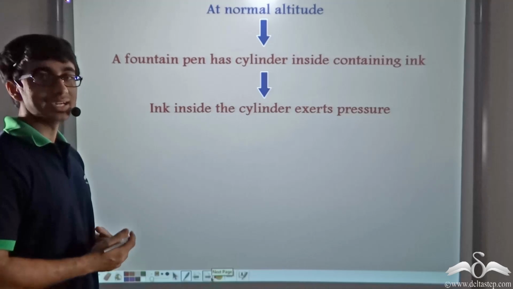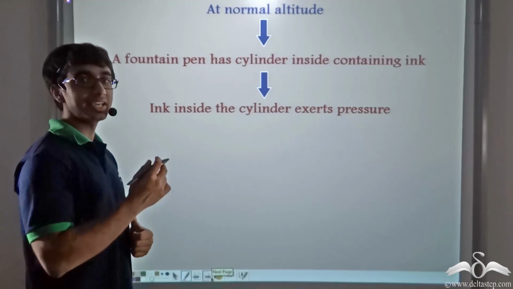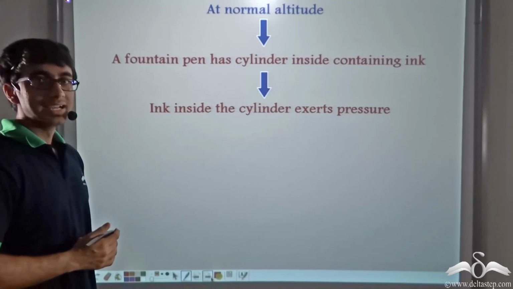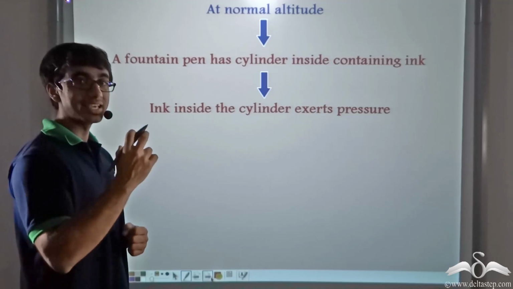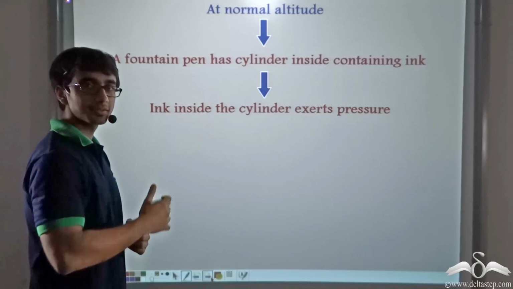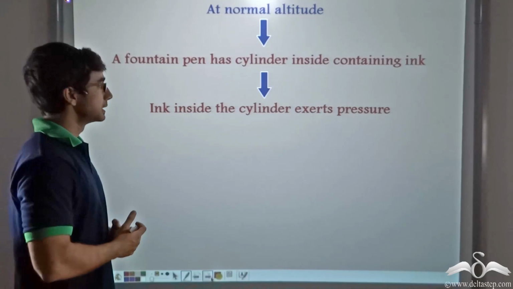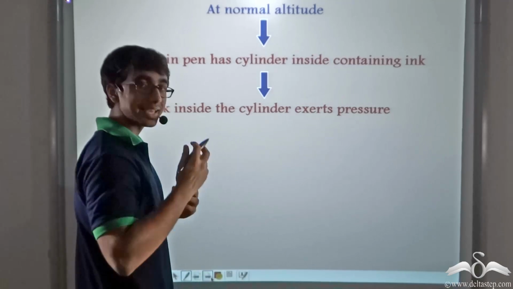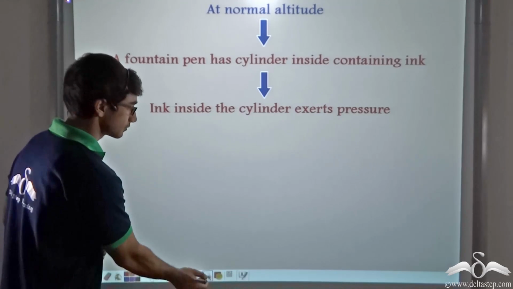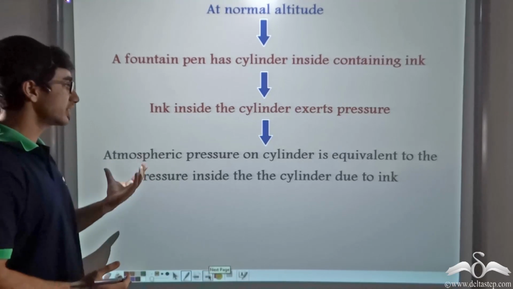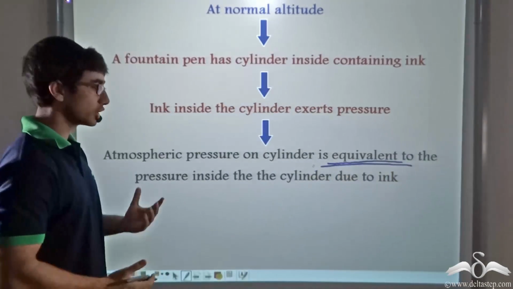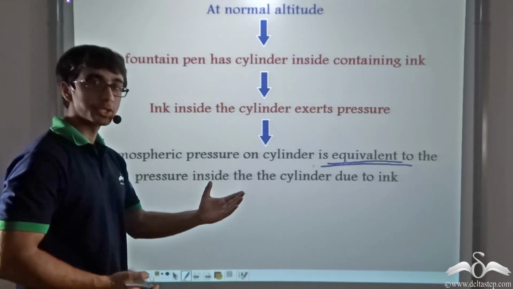So now with the help of this, let us try to explain what was happening in the case of the ink pen or the fountain pen. Now at normal altitude, if you consider the pen, it has a cylinder inside it which contains ink. So at normal altitude, this fountain pen will not leak. Why? Because the ink inside the cylinder is exerting a pressure on the inner walls of the cylinder, but the ink is not coming out of the cylinder. Why? Because there is an atmospheric pressure on the cylinder which is equivalent. The atmospheric pressure is equal to the pressure inside the cylinder due to ink.